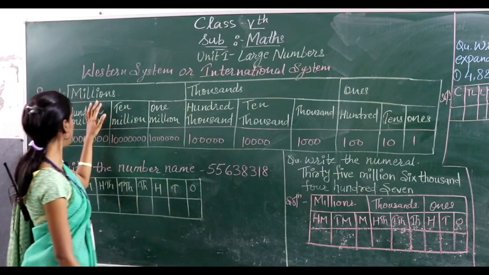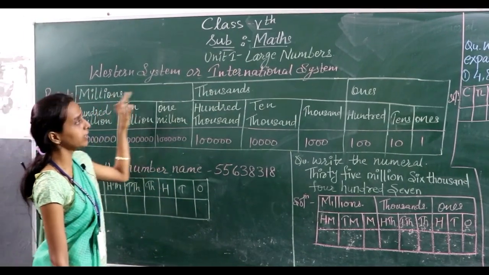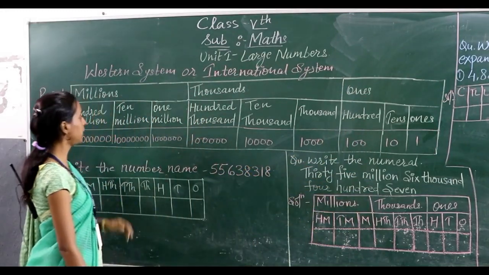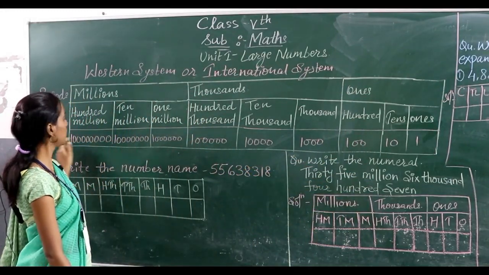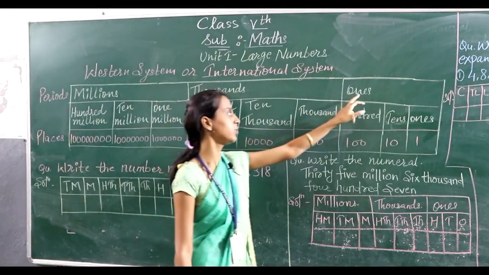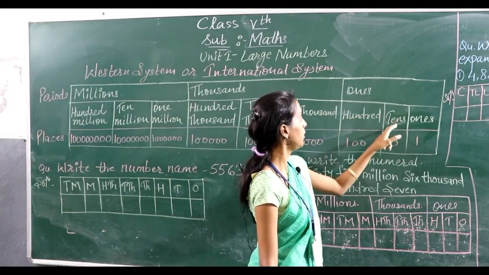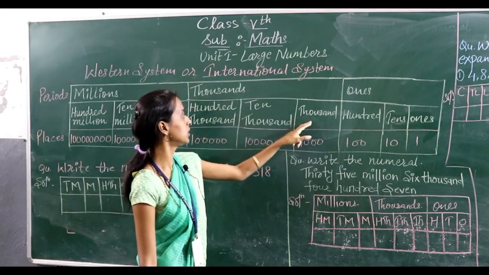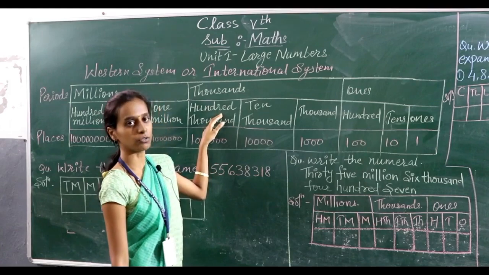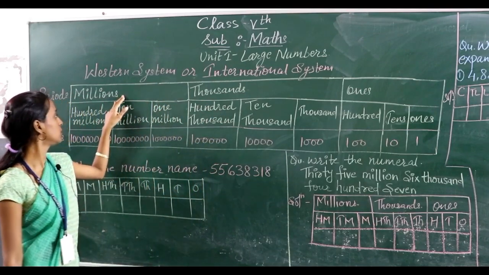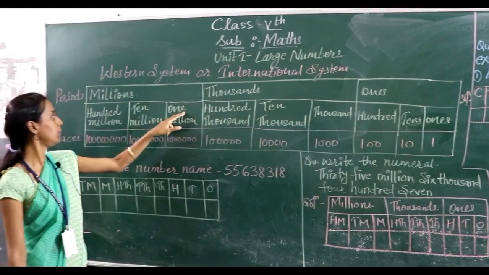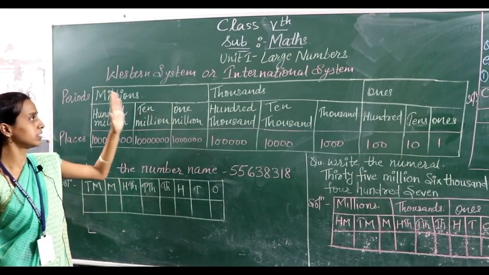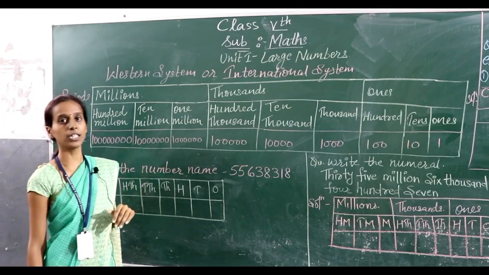The second system which we are reading is the Western system, or international system. In this we have a total of 3 periods, that is millions, thousands and ones, and each period is divided into 3 places. Here the ones period is divided into 3 places, that is ones, tens and hundreds. Then thousands is divided into 1,000, 10,000, 100,000. And last, millions is divided into 3 places, that is 1 million, 10 million and 100 million. Okay, so this is about the Western system. Now we will solve some questions based on this concept.